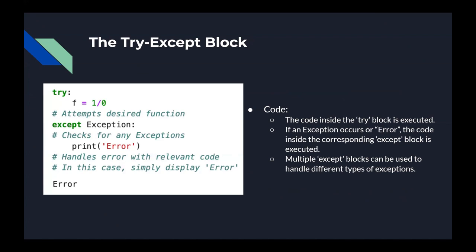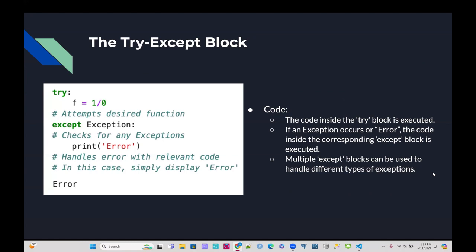This is just a very simple example of the syntax of the try except block. This is a way for us to test various code for an error and then deal with the resulting code. Here's a very simple example, where we try a function that's obviously going to return a divide by zero error. You can see we try it up here. Then our code checks for any exceptions, in this case not just the divide by zero error, and if so, prints error.